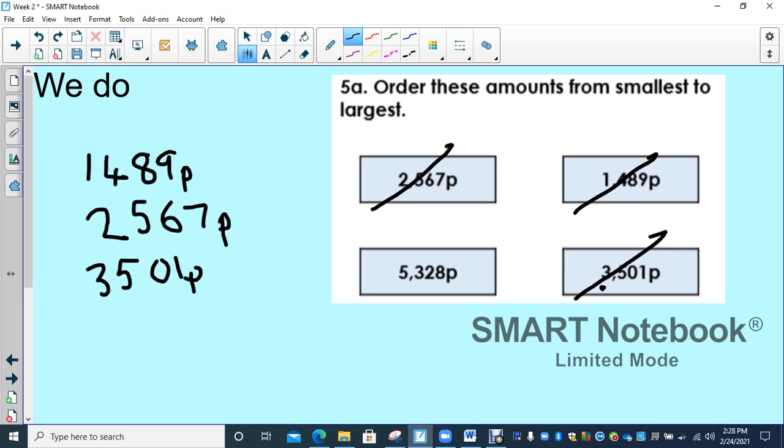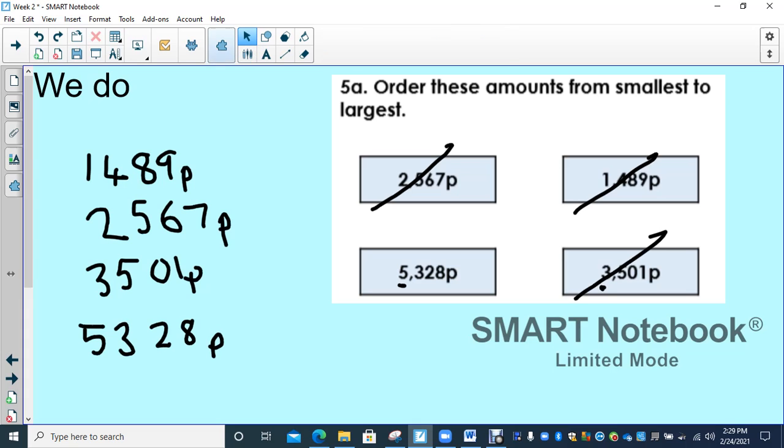And then lastly, I've got 5,328 pence. Okay, if you got that one right, give those a tick. Well done team, great effort.